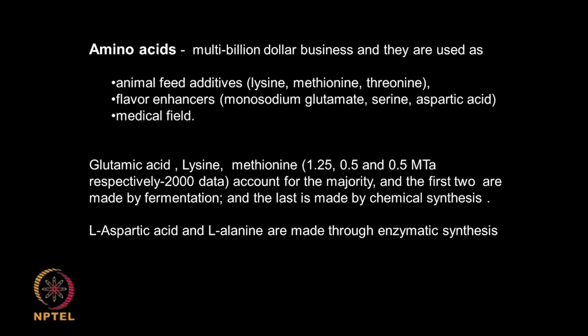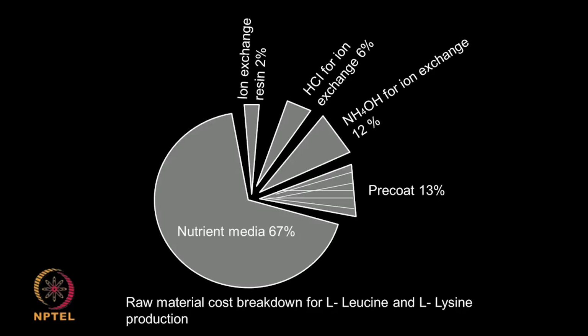Products like glutamic acid, lysine, methionine are the largest manufactured. As you can see, millions of tons are actually produced. Okay, then aspartic acid and alanine are also made through enzymatic synthesis. So, many amino acids are manufactured using biochemical processes.